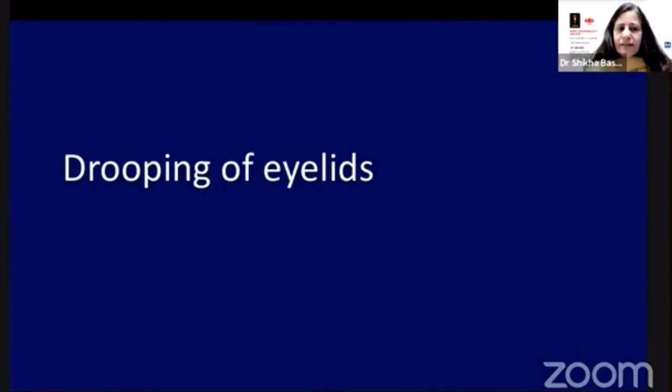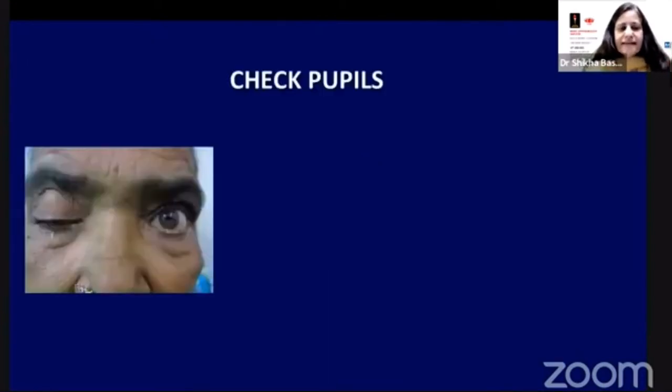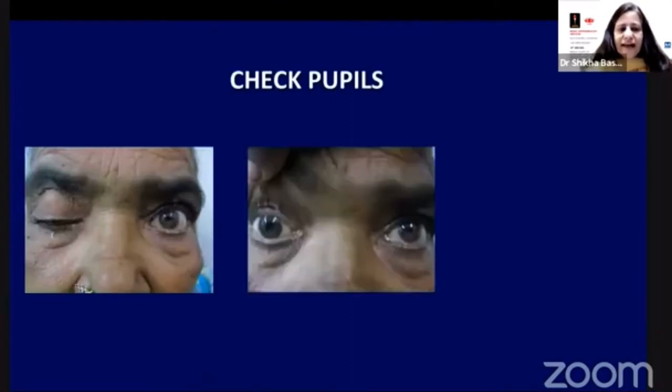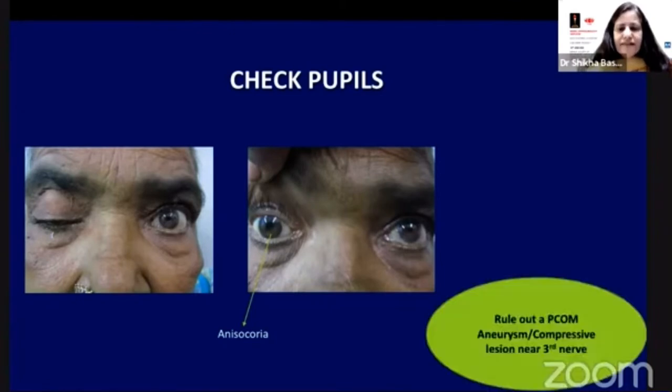Now, coming to the diagnosed symptom of drooping of eyelids, this elderly lady has come to us with gradual onset drooping of the right eyelid, and when you lift up the ptotic eyelid, there is an anisocoria with the affected pupil being larger than the other pupil. And she also had limitation of adduction, elevation, and depression. So in such a case, you have to rule out a compressive lesion of the third nerve.